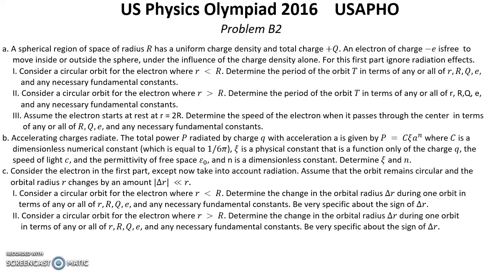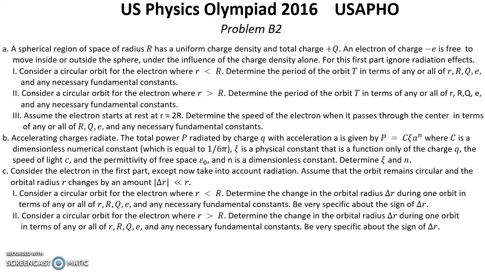A spherical region of space of radius R has a uniform charge density and a total positive charge q. An electron of charge negative e is free to move inside or outside the sphere under the influence of the charge density alone. For this first part, ignore radiation effects.